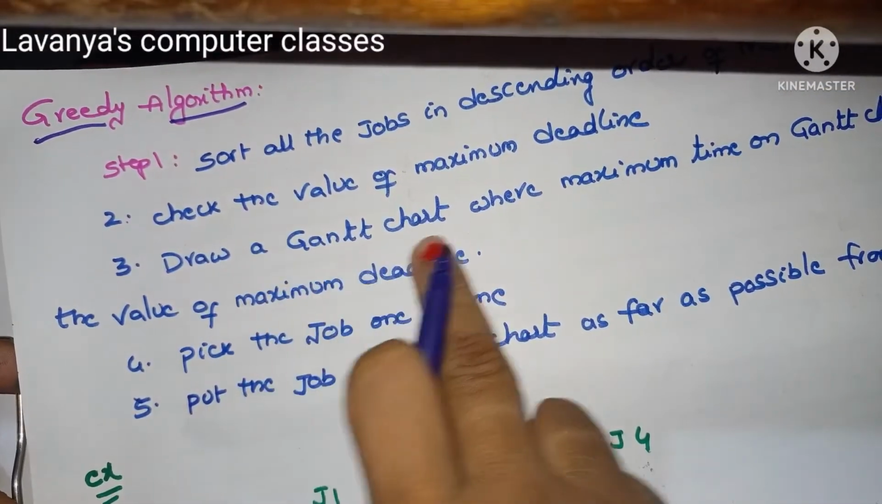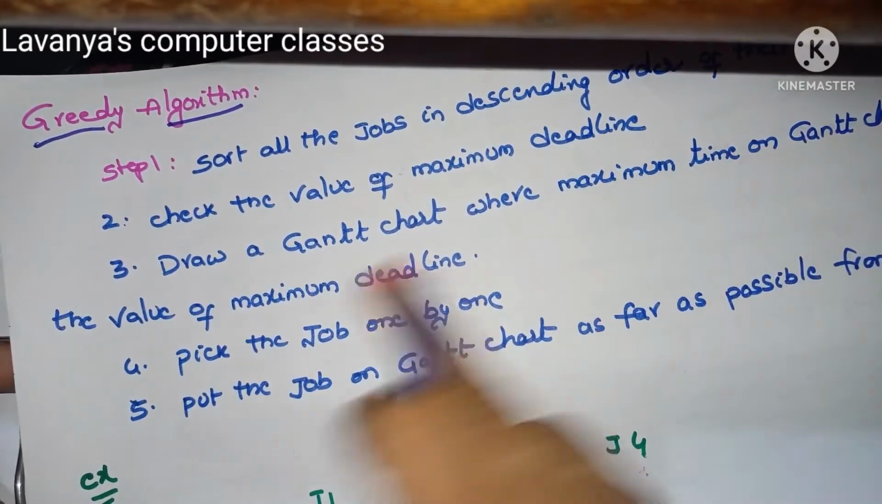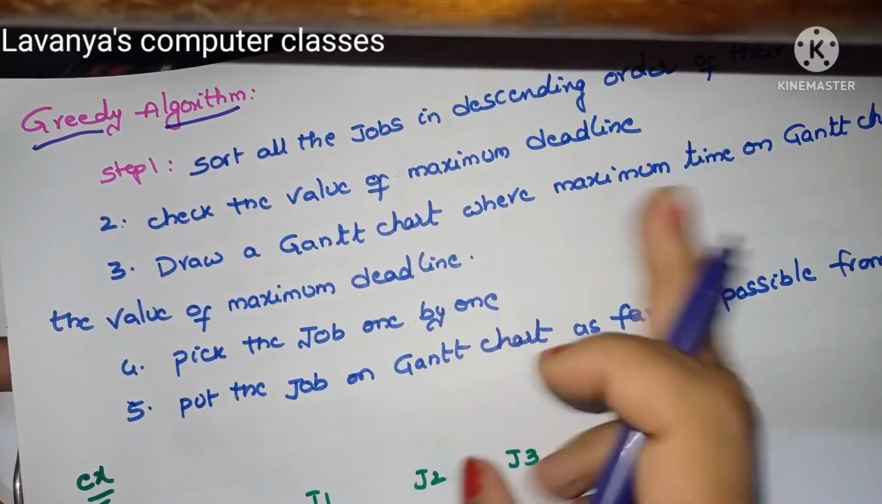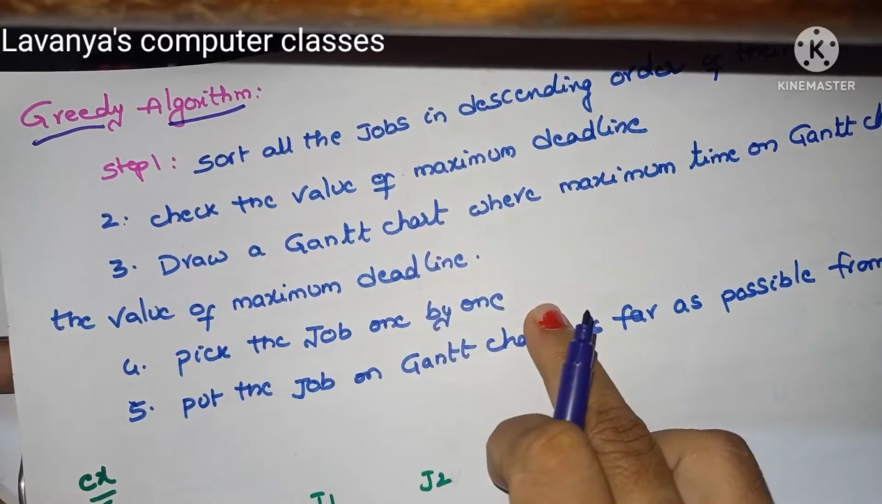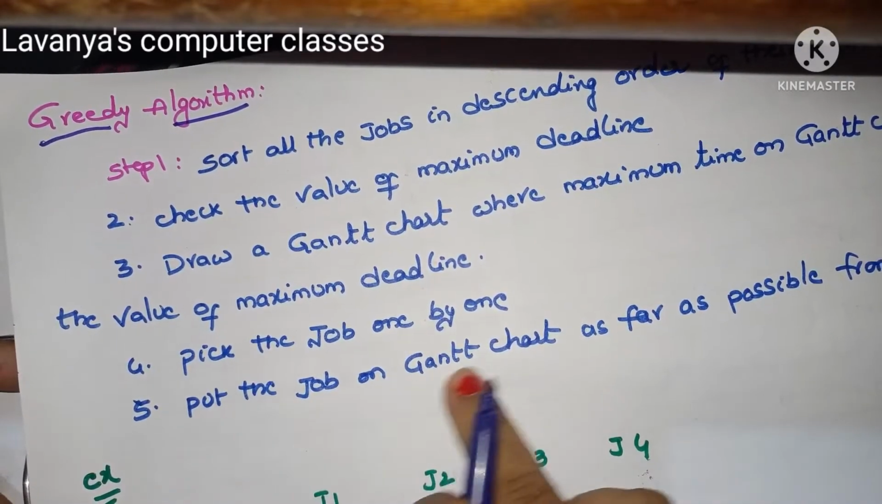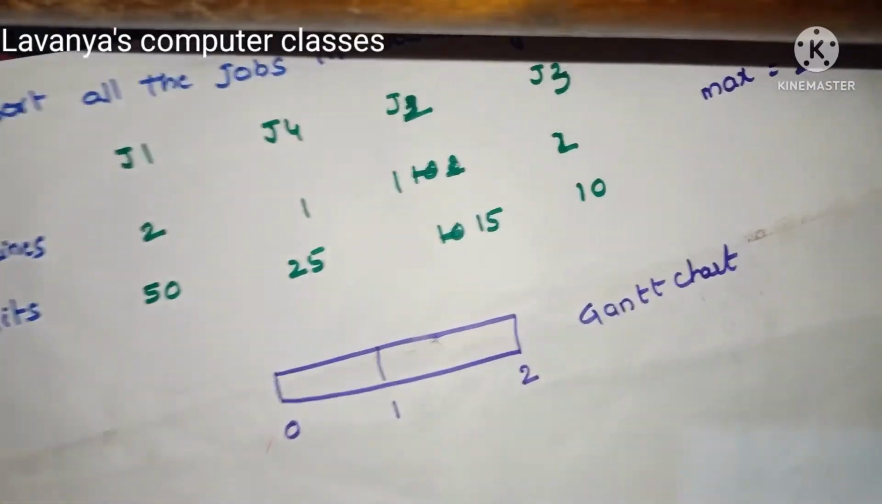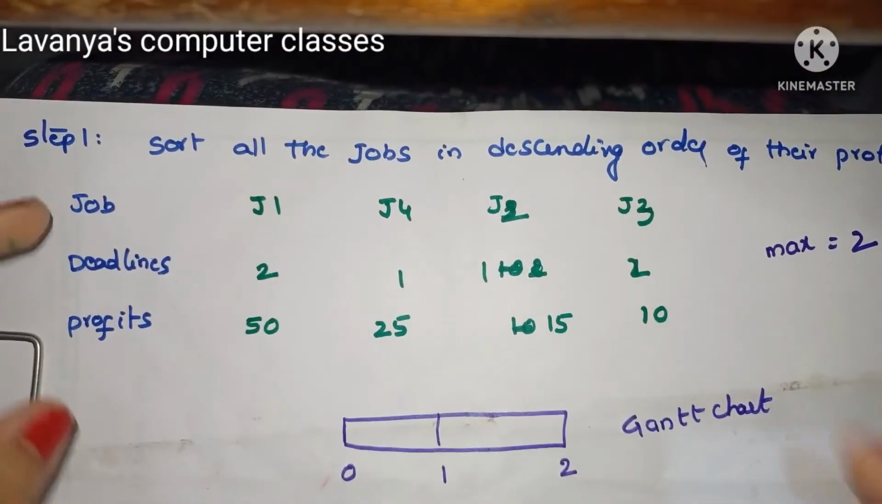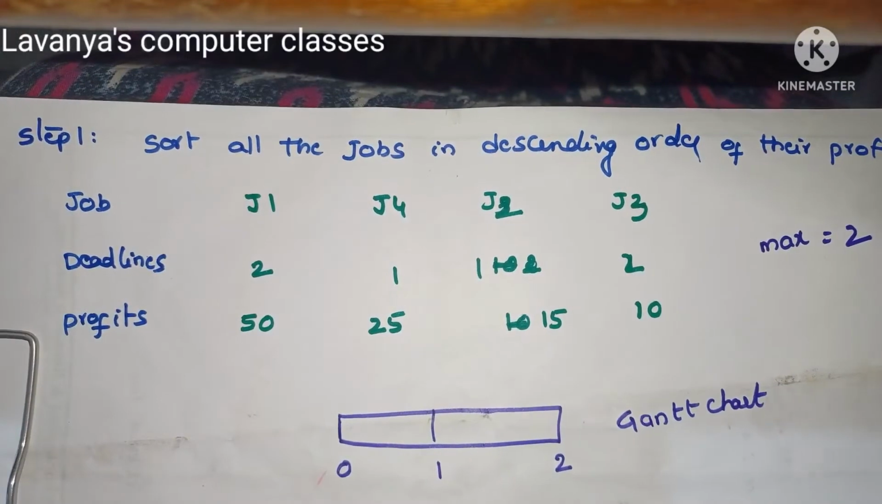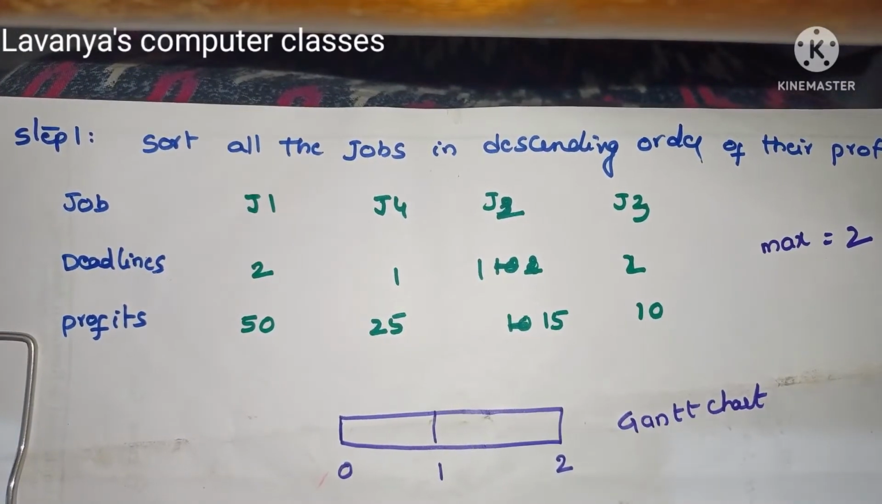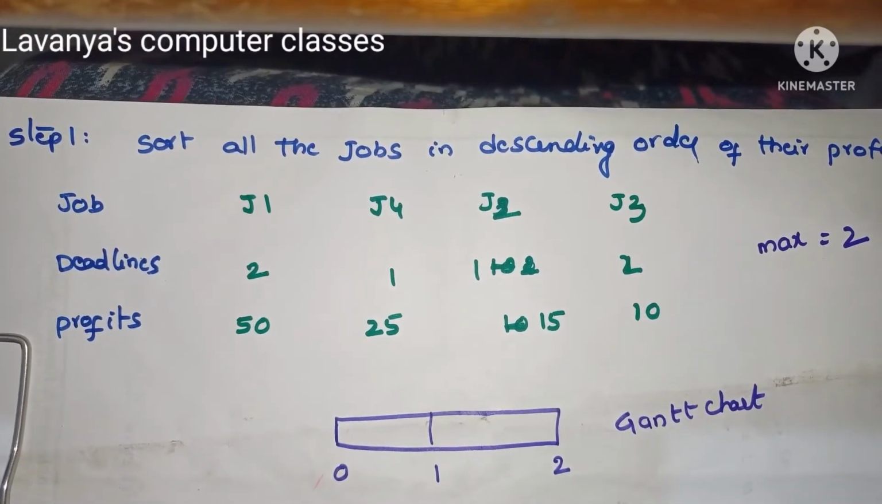Okay, next step. Drawing the Gantt chart, where the maximum time is the value of the maximum deadline, is finished. Now pick the jobs one by one, then put each job on the Gantt chart as far as possible from 0. Now we'll check it. This is the question. They gave some jobs, and all of them are already kept in descending order according to their profits.